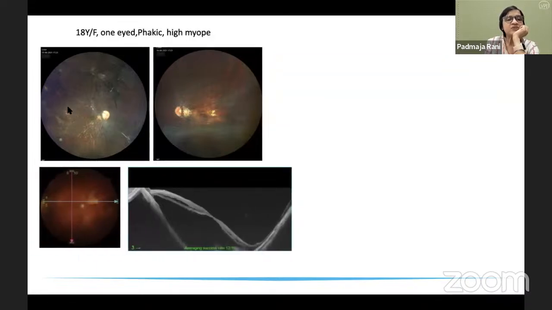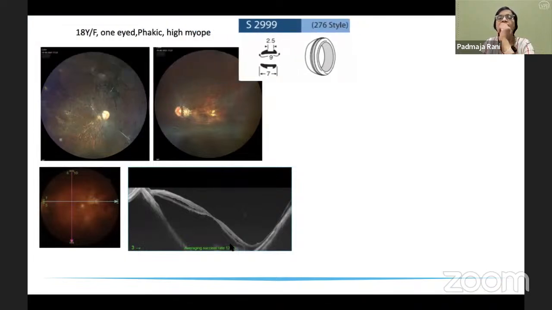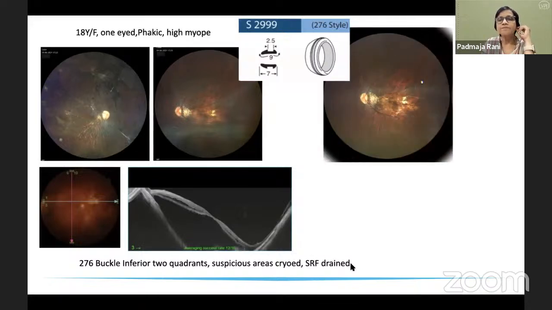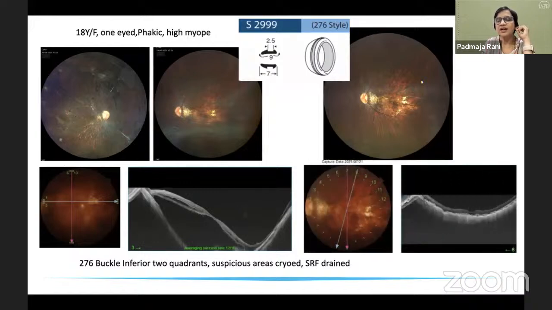You can see the other eye was lost due to spontaneous retinal detachment, and this is the retinal detachment. You can see we show a shallow detachment. So what I planned was a 276 buckle, which is around 5 mm, 7 mm width. Because there were no clear-cut breaks, I did the inferior 2 quadrants where there was detachment. So: 276 buckle, inferior 2 quadrants, 4 sutures, suspicious areas were cryoed, SRF was drained. And this is fantastic, the retina is nicely attached.